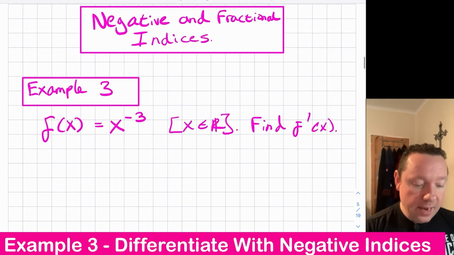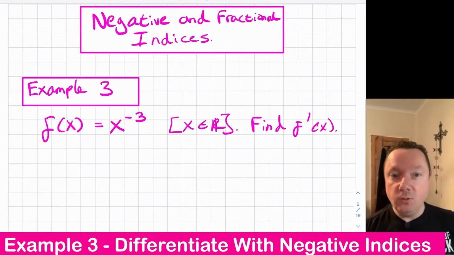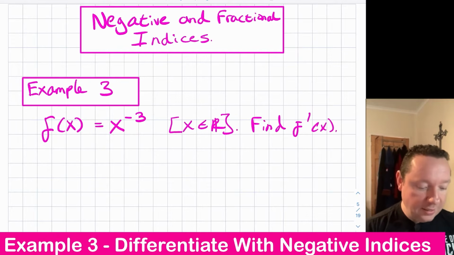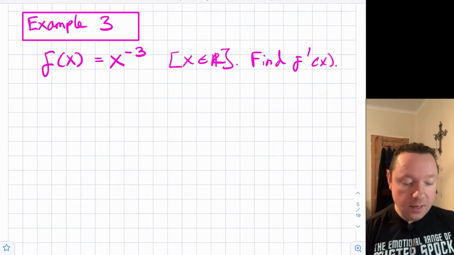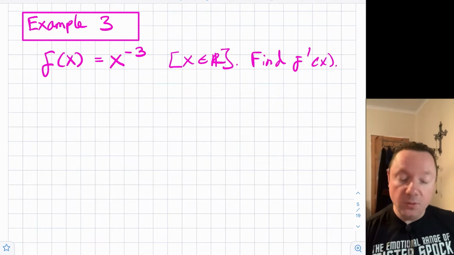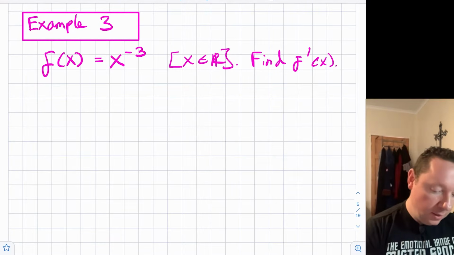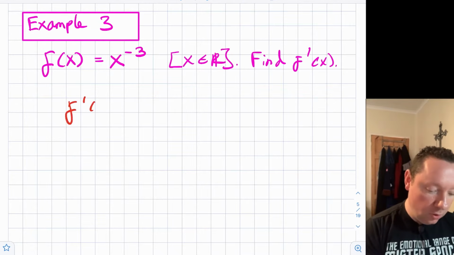Let's have a look at some negative and fractional indices. What happens when that happens? So let's do example 3. It says f of x is x to the power of minus 3. And I've just written in brackets x is a member of the real numbers, of course. So we have to find f dash x. Nothing exciting or new here.